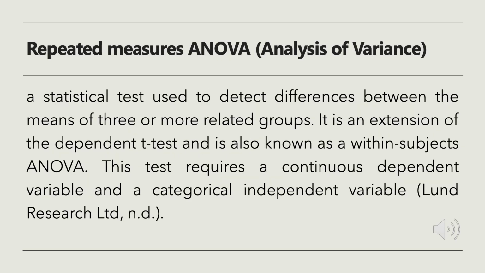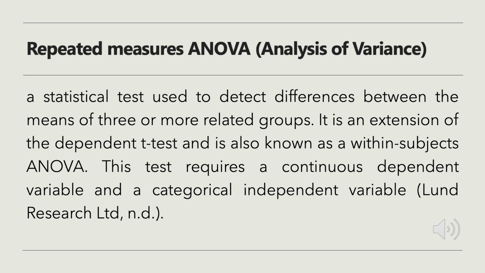Alright, let's talk about repeated measures ANOVA. This is a statistical test we use when we want to compare the means of three or more related groups. Now, what do we mean by related? It means we're looking at the same participants measured multiple times, like tracking their responses across different time points or conditions. Think of it as an extension of the dependent t-test. Instead of comparing just two related groups, repeated measures ANOVA allows us to look at several. That's why it's also called a within-subjects ANOVA, because all the data comes from within the same group of people.